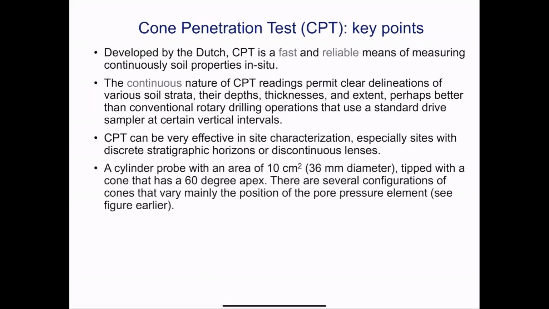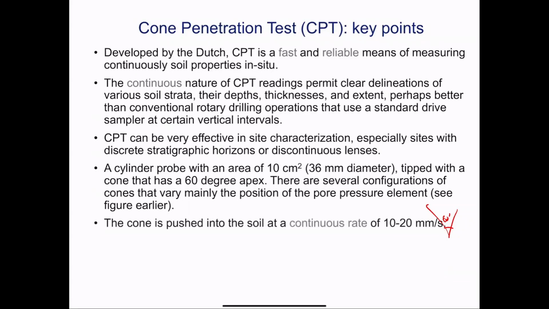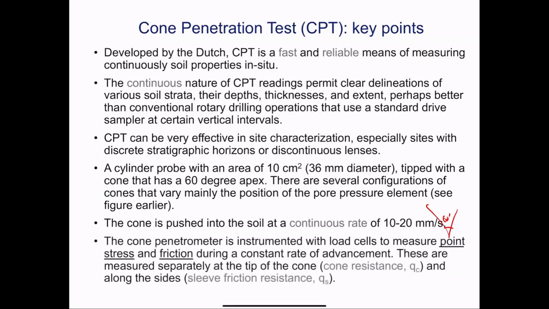CPT probes are generally 36 millimeters diameter with a cross-sectional head of 10 centimeters squared. The typical shape of the cone has a 60-degree apex. So the apex is this 60-degree apex. And I showed you other configurations, but the most commonly used one is this 36 millimeter diameter, 10 centimeters squared, 60-degree apex. And the typical loading rate is about 10 to 20 millimeters per second, so it's quite slow. So it's a quasi-static test. It's a penetration test, but quasi-static.